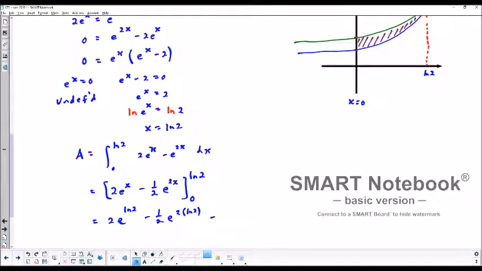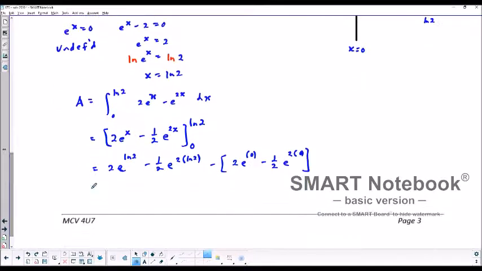Sorry, I keep saying that. 2e to the 0 minus 1/2 e to the 2 times 0. Okay, and in the interest of time, I'll let you calculate that. And as it turns out, when we work through the process, that area is 1/2 unit squared.